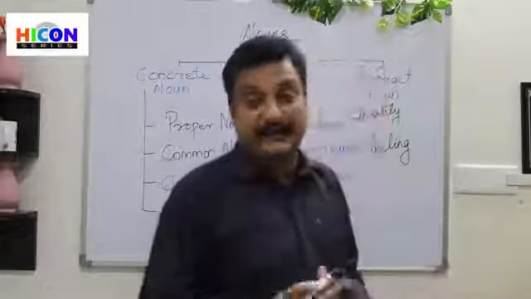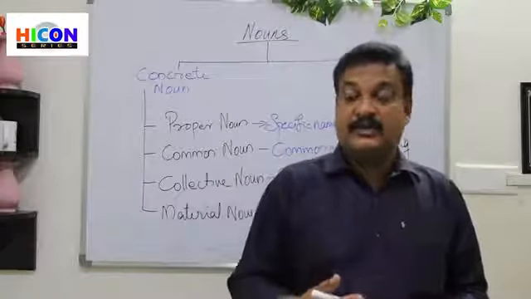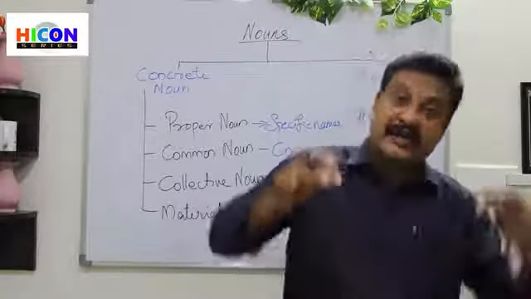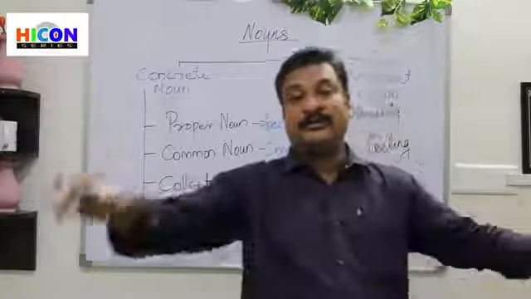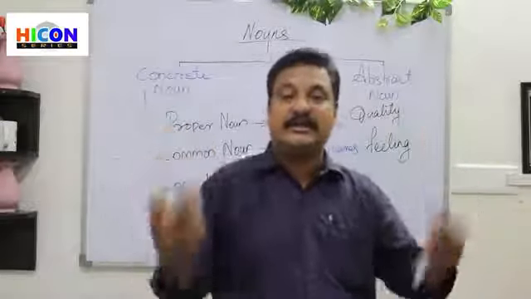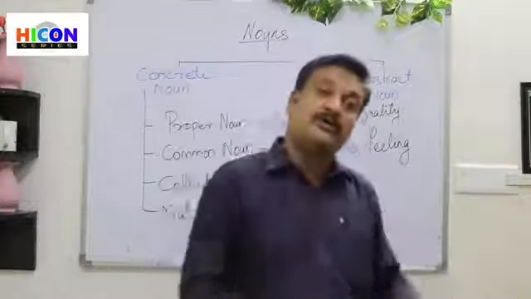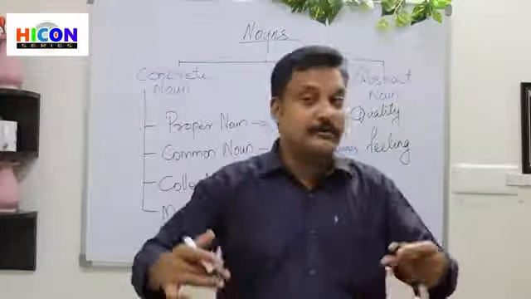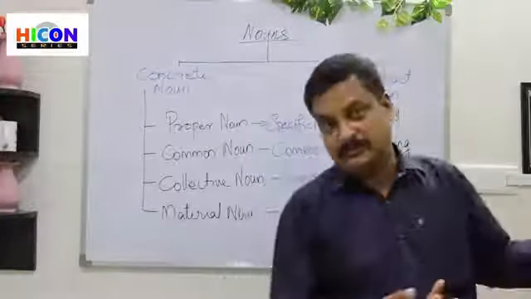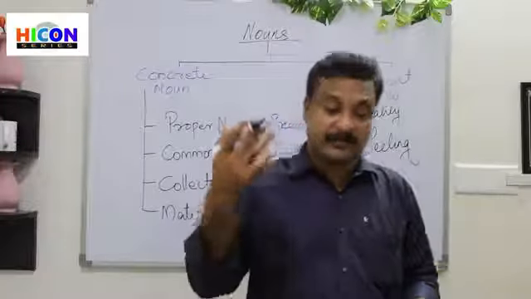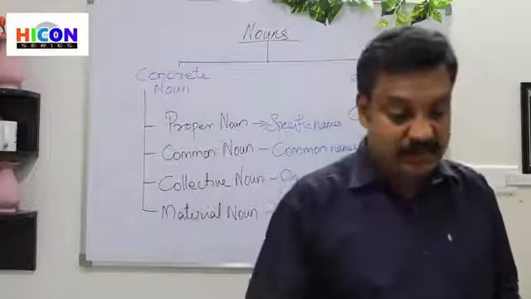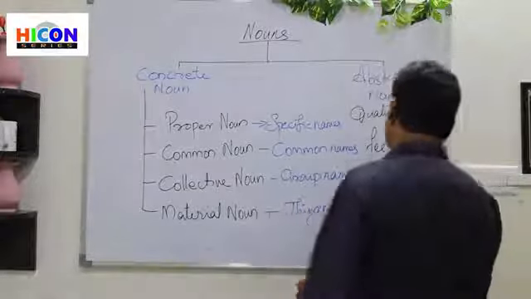Happiness, sadness. If I am happy, as long as I am here, the people over here or this area will have that happiness. If I go, will my happiness remain here? No, it will come along with me. So happiness, sadness, a kind of feelings are abstract nouns, then actions.